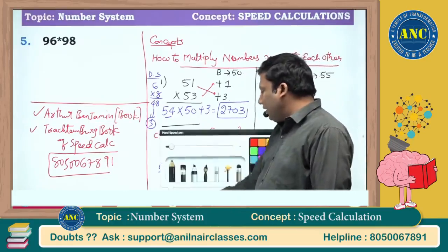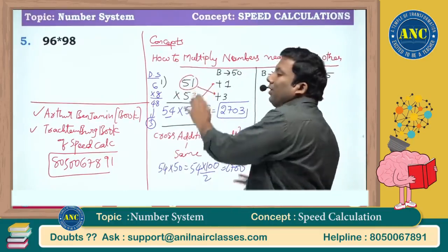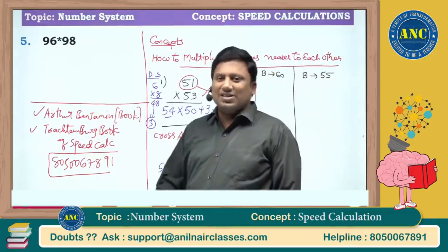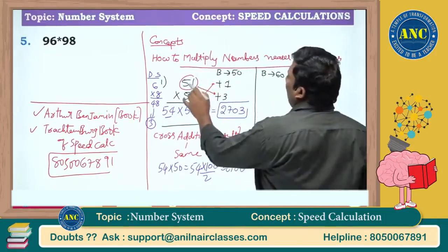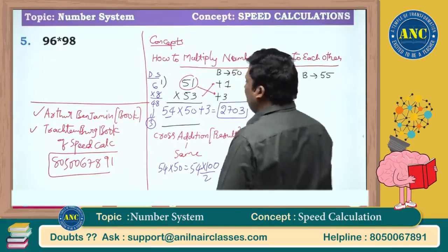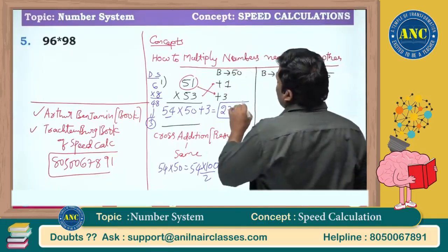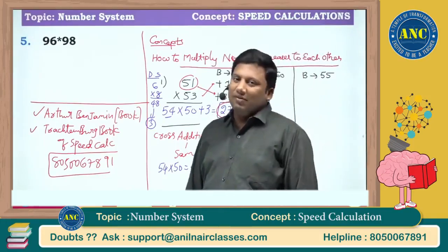Or another way to look at it: 51 is a multiple of 3 and 17. Yes or no? 51 is derived from 3 and 17. If one number is divisible by 3, and you multiply it with any other number, the answer should be divisible by 3. 2 plus 7 is 9, 9 plus 3 is 12. 12 is divisible by 3.